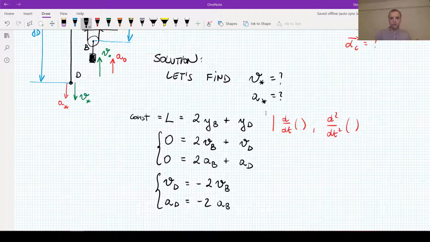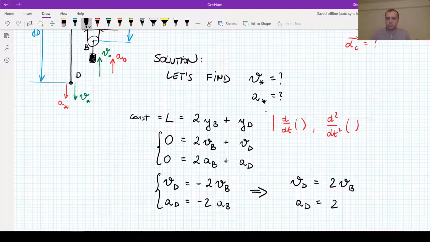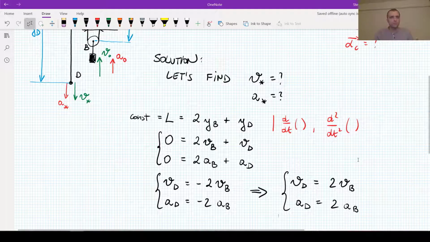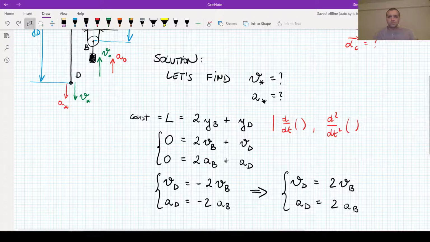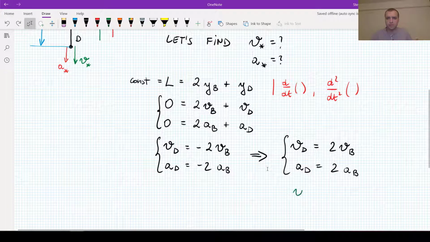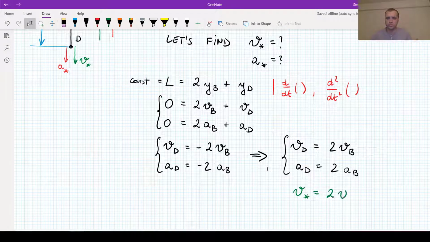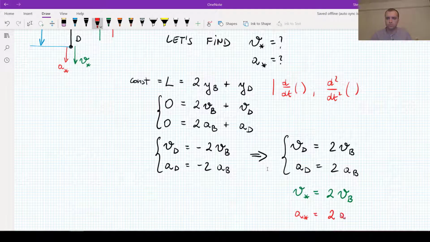However, you know that I prefer to solve the problem in magnitudes. So instead of that, let's just write such equations. VD is equal to 2VB and AD is equal to 2AB. I just got rid of the minuses. Great. So that means that our V star is equal to 2VB and also our A star is equal to 2AB.